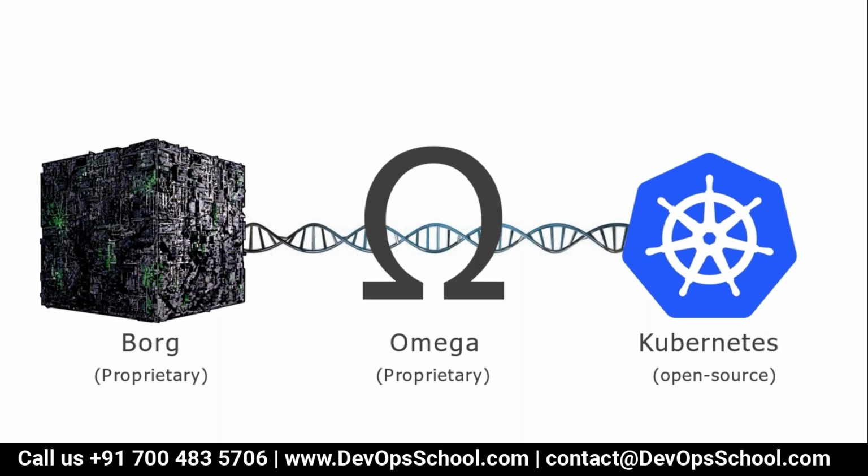Basically, the DNA is matching with Borg and Omega. Yes, part of the features from Borg and Omega are there in Kubernetes, but the DNA is matching. It's not like you get one copy of Borg or another copy of Omega. It's a different product altogether.